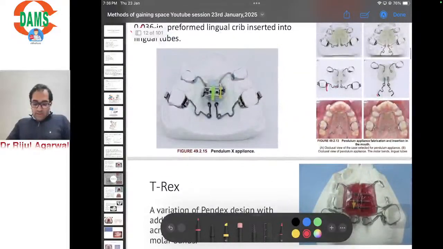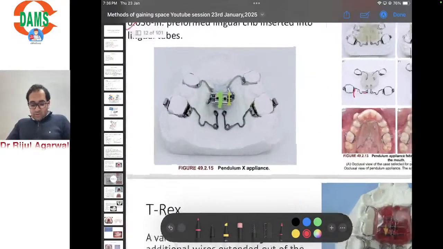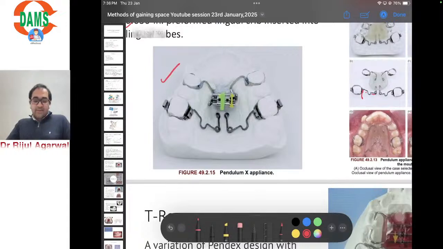Next, the modification of the pendulum appliance. This is a pendulum X or pendex appliance. It has an expansion screw embedded inside the acrylic button. So we can do expansion as well as distalization with the same appliance. The name of this appliance is pendulum X, also known as pendex appliance.